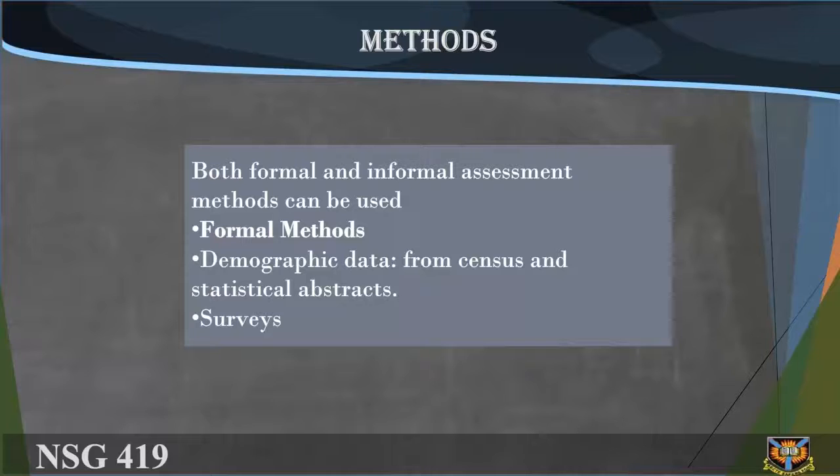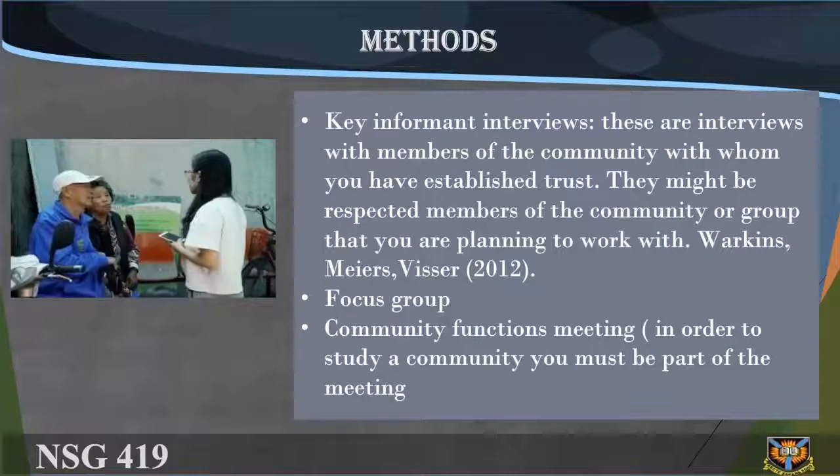Method. Both formal and informal assessment methods can be used. Formal method: demographic data. Much of this data comes from census and statistical abstracts. Surveys. Key informant interviews. These are interviews with members of the community with whom you have established trust. They might be respected members of the community or group that you are planning to work with.